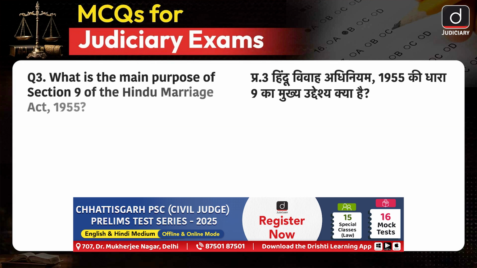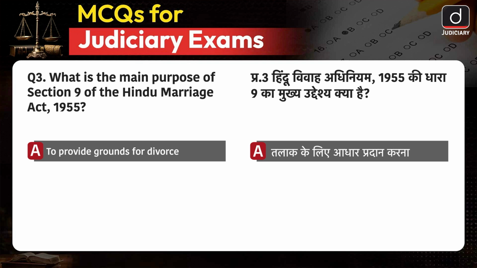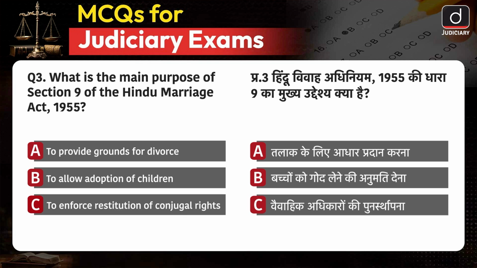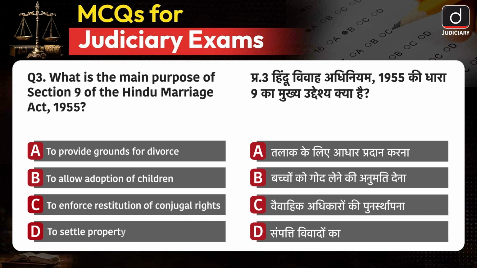Third question is, what is the main purpose of Section 9 of the Hindu Marriage Act 1955? Option A, to provide grounds for divorce. Option B, to allow adoption of children. Option C, to enforce restitution of conjugal rights. Option D, to settle property disputes. The correct answer is option C, to enforce restitution of conjugal rights.